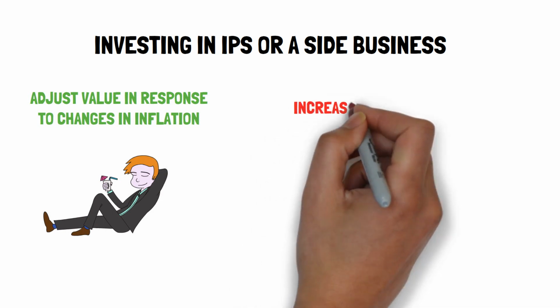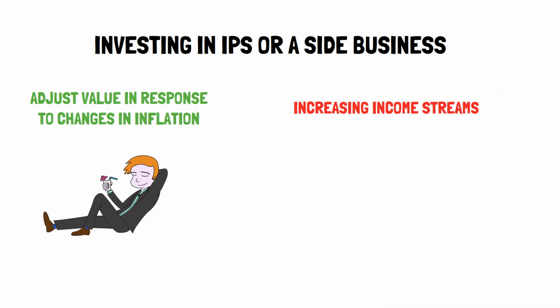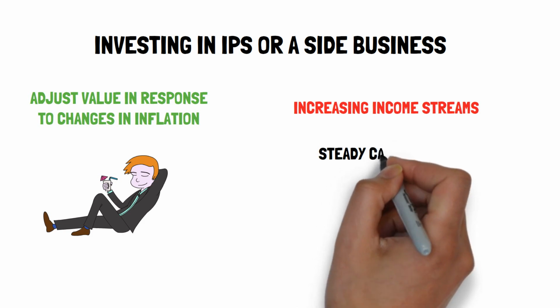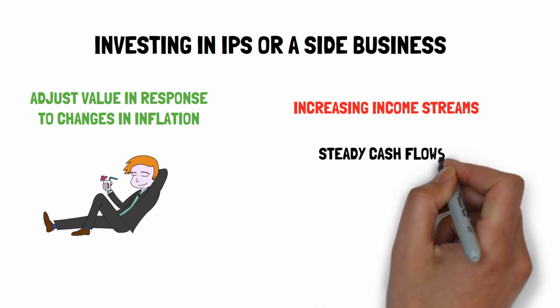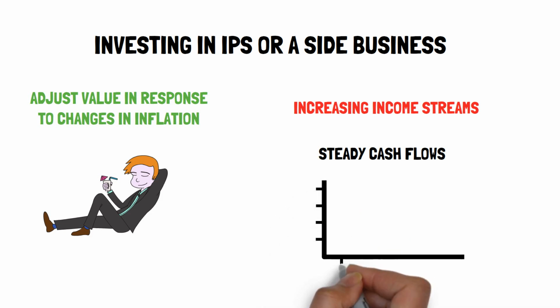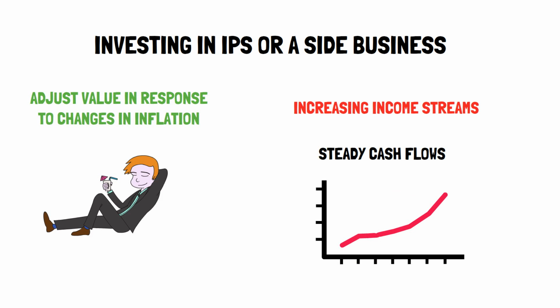Another way that you can protect yourself as much as possible against inflation is to explore avenues for increasing income streams. Individuals can consider side businesses, rental properties, or alternative investments that generate steady cash flows. Supplementing existing income sources with additional streams not only provides a buffer against inflationary pressures, but also offers the potential for wealth accumulation.